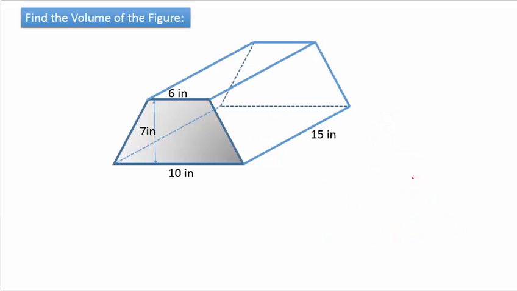Okay, let's talk about this trapezoidal prism. If you thought once again of that as a loaf of bread, I bet you'd agree that if we were to slice that over and over again, every slice would be a trapezoid.